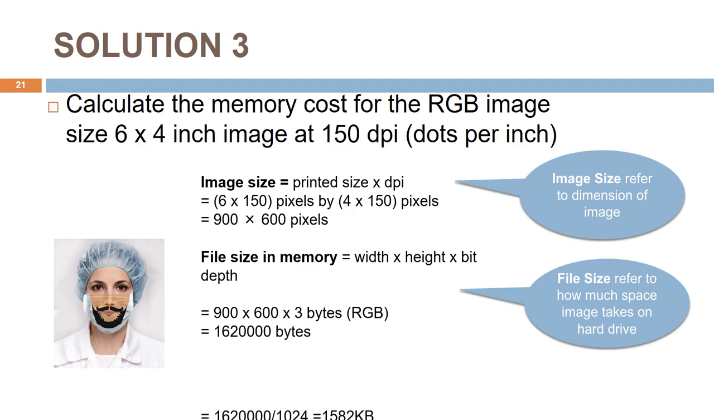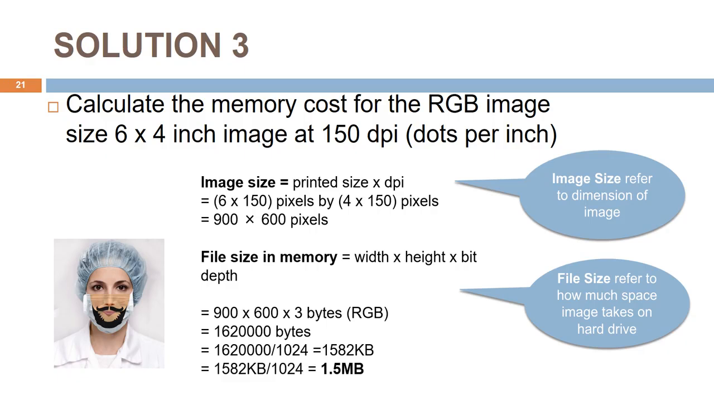So, please don't confuse image size and file size. Image size refers to the dimensions of the image, height x length, while file size is about how much space the image takes up on a hard drive, in kilobytes or megabytes.